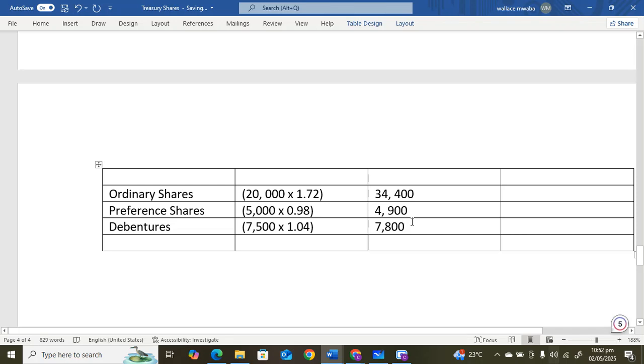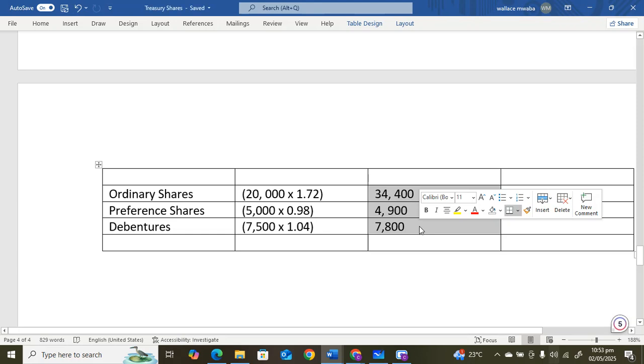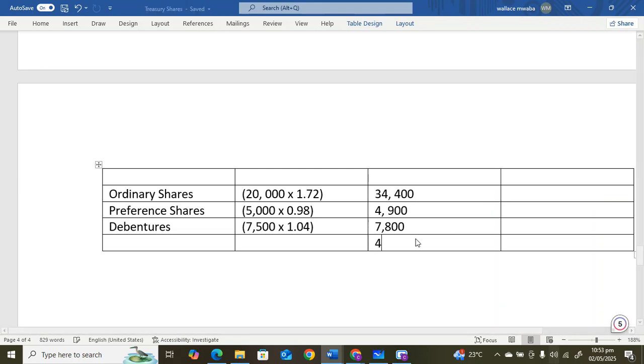So just like we did for book values, you get the total: 34,400 plus 4,900 plus 7,800. What do we get? That's 47,100.